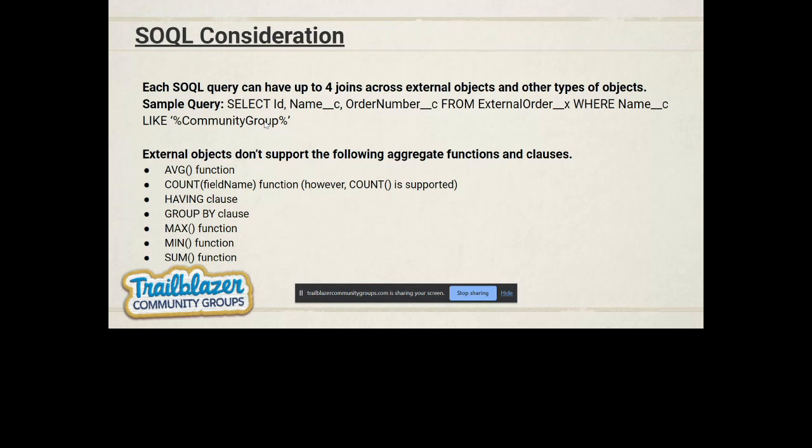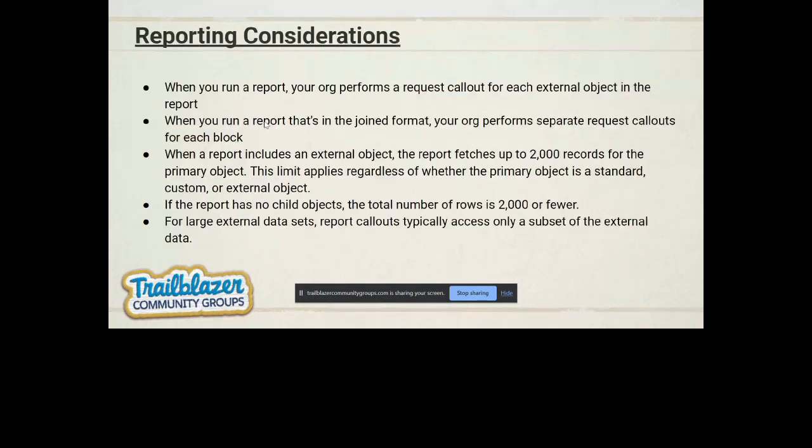I'm going to talk about reporting considerations. Again, there are quite a few reporting considerations, and I have mentioned the ones that I thought would be most important. But I'm also going to try to share some that are in my mind and not on the slide. Okay, so the first is, when you run a report, your org performs a request callout for each external object in the report. So that's the first consideration to keep in mind. Whenever you are using a join report, your org performs a separate callout for every single block. So if there are two blocks, two callouts would be made.